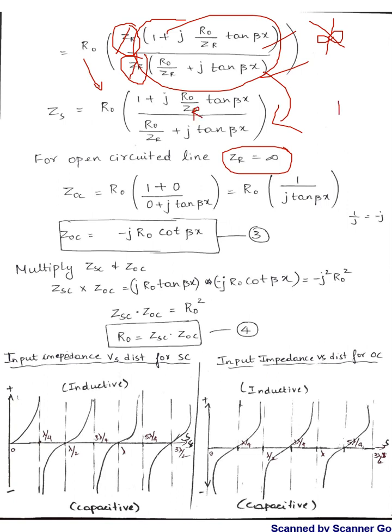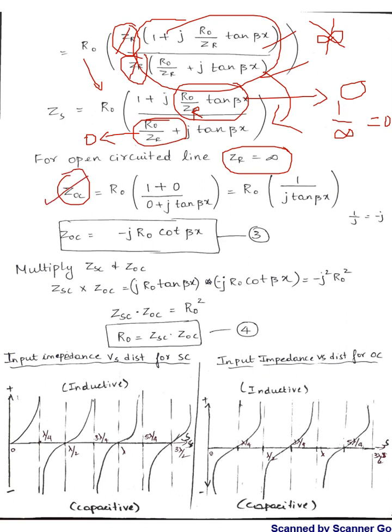So what is 1 by infinity? 1 by infinity is nothing but 0. So wherever I have divide by ZR, it means 1 by infinity, and 1 by infinity means 0. So this whole term becomes 0, and here also the whole term becomes 0, because 1 by infinity is nothing but 0. So ZOC, meaning open circuit, will be R naught times 1 plus 0 by 0 plus j tan beta x. So the final equation will be R naught times 1 by j tan beta x.